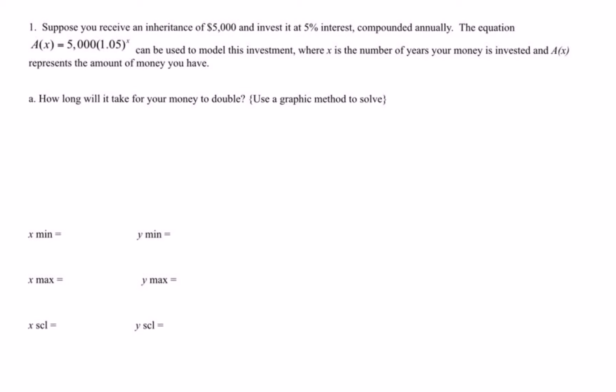Okay, so question 1 on your lesson states, suppose you receive an inheritance of $5,000. This is what you're starting with. This is your initial value, so we would name this A. And it's invested at 5% interest, which means that your r is 0.05, and it's compounded annually. And that means that your n is 1.